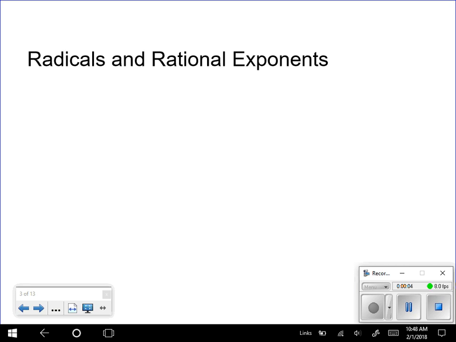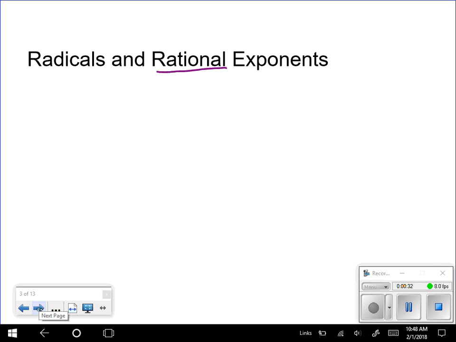Today we're looking at radicals and rational exponents. So we've talked about exponents a lot. We've worked with radicals in the past a little bit, specifically with the Pythagorean theorem and the distance formula. But we're going to actually look at both of them today. And then when we talk about rational, we're going to be looking at exponents that are fractions, which goes along with the radical piece.